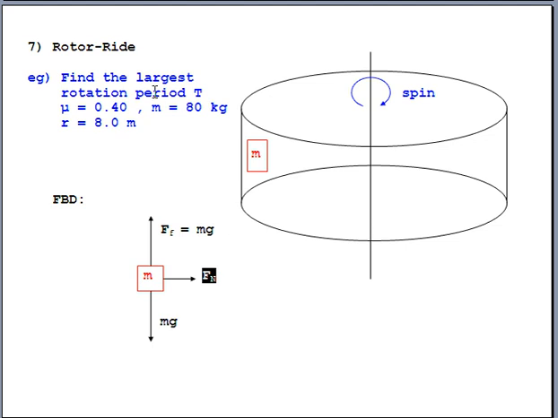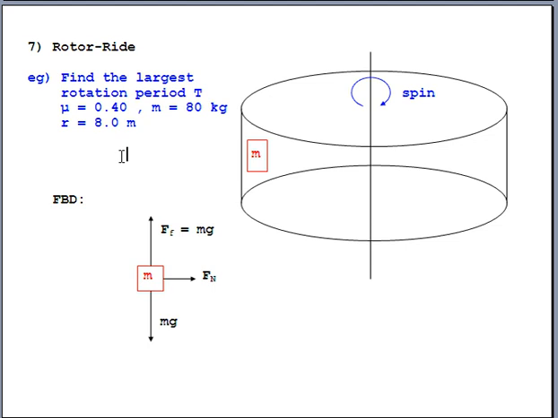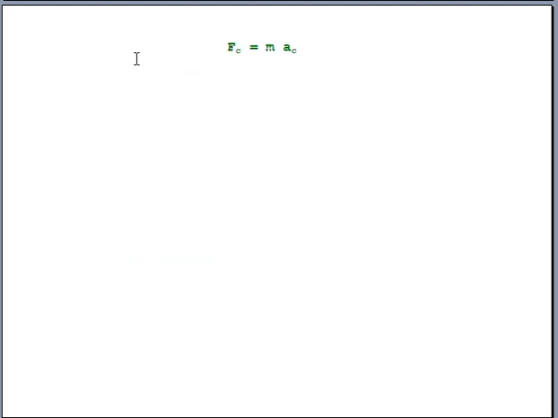Let's see if we can find this largest possible period in order for them to just barely unstick. So this is static friction, but because of this word largest, it looks to me like they are right at the edge of unsticking. So I've got F net equals ma. Write it any way you want. You can write it this way, or you can actually just write F net equals ma.